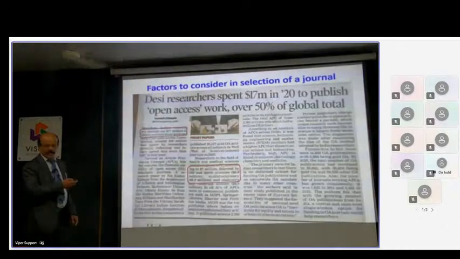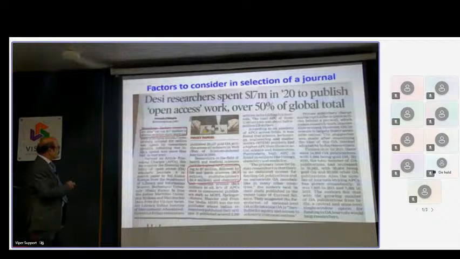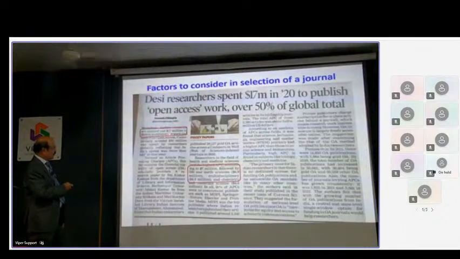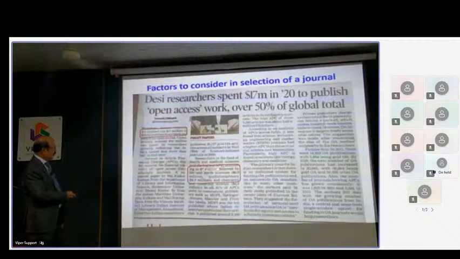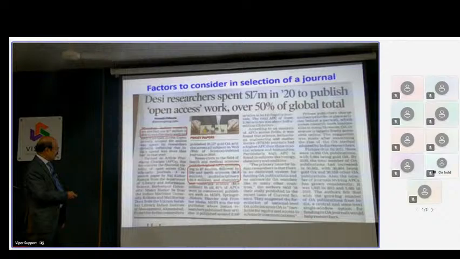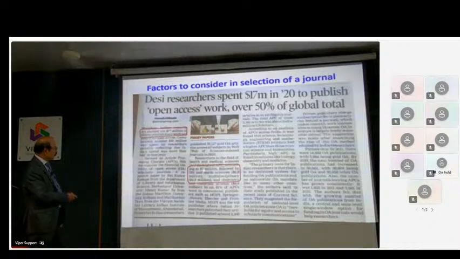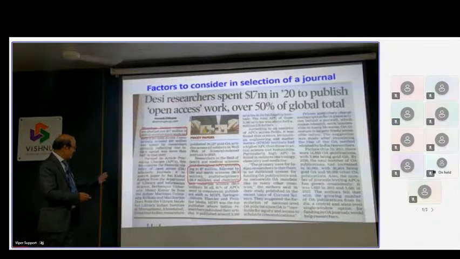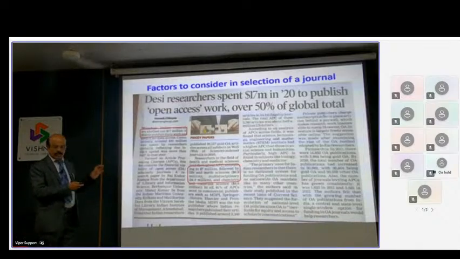See, this is the one publication which I got out of it. India shelled out $17 million in 2020 to publish their work. In article processing charges, the highest was $7 million in life sciences, $6.9 million in earth sciences, and multidisciplinary 4.9. So the $17 million fit into these three categories. And India did a good job in getting their work published.